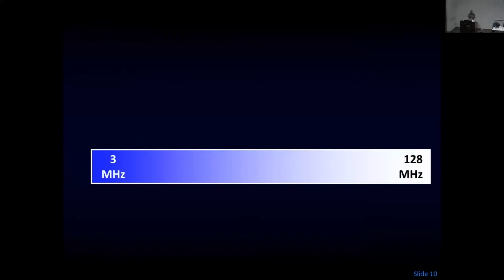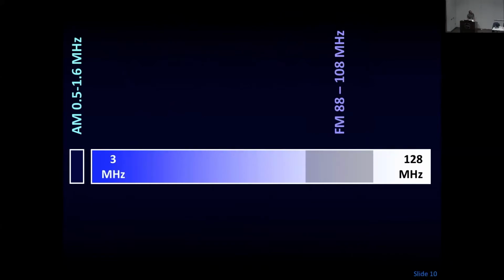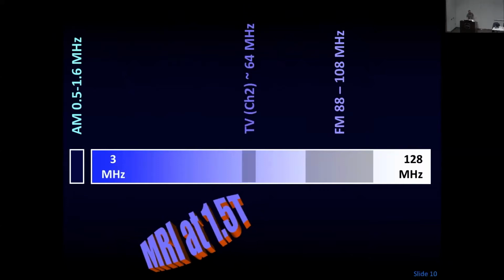Now, another way of looking at the same thing is let's now look at this radio frequency spectrum, which goes from about 1 megahertz to about 200 or 300 megahertz. And if we look at AM radio, it is on the order of about 1 megahertz. And let's look at FM radio. FM radio is about 88 to 108 megahertz, so that's where radio stations are. Now, what about MRI? Well, sorry, before we get to MRI, let's talk about TV channel 2.